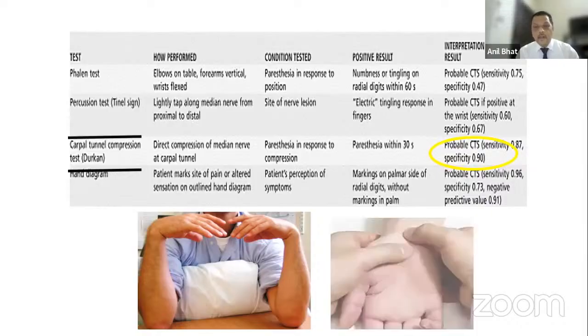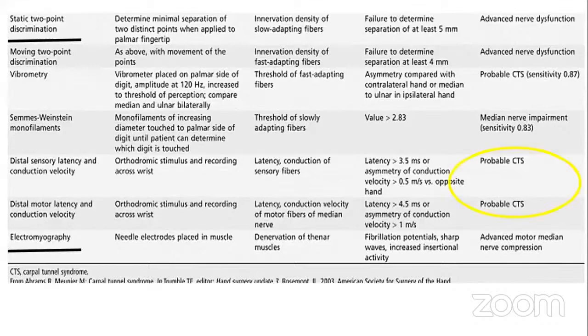Durkan's is like this, where you really compress the nerve along the course in the tunnel itself. Again, at least 30 seconds. But paresthesia within 30 seconds is taken as a very specific component here, compared to Phalen's, which is for 60 seconds. There are so many other tests like two-point discrimination and of course your NCV.